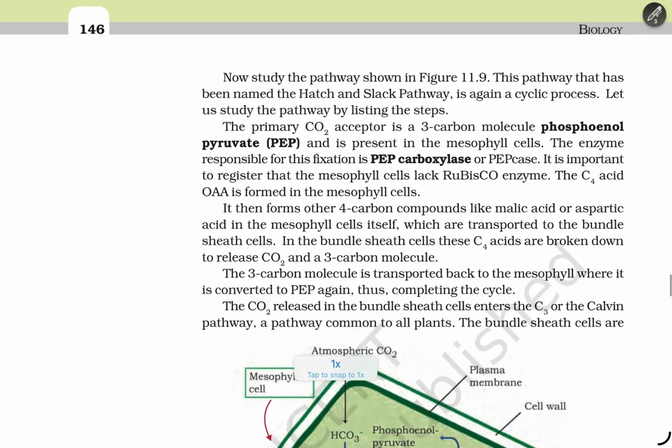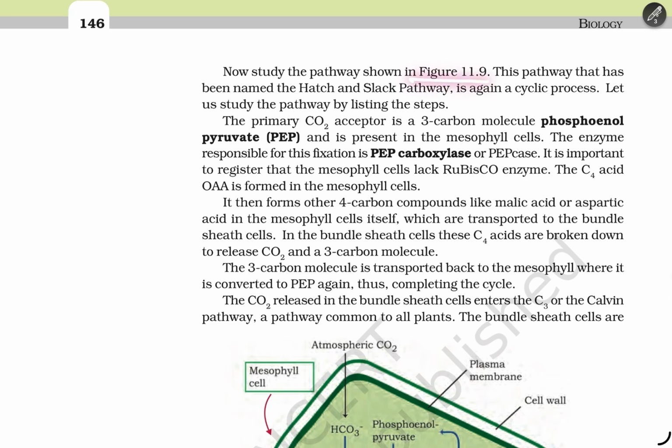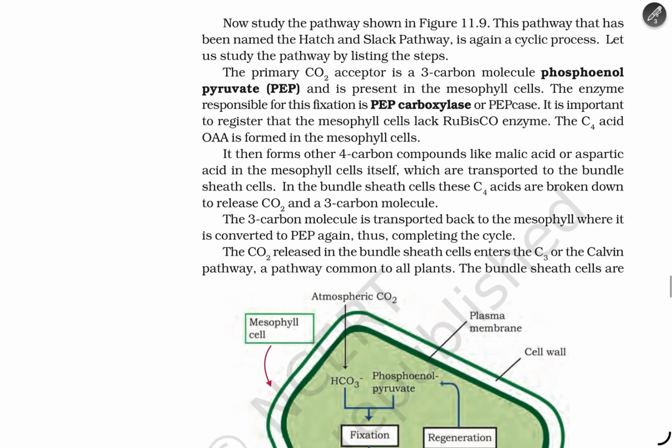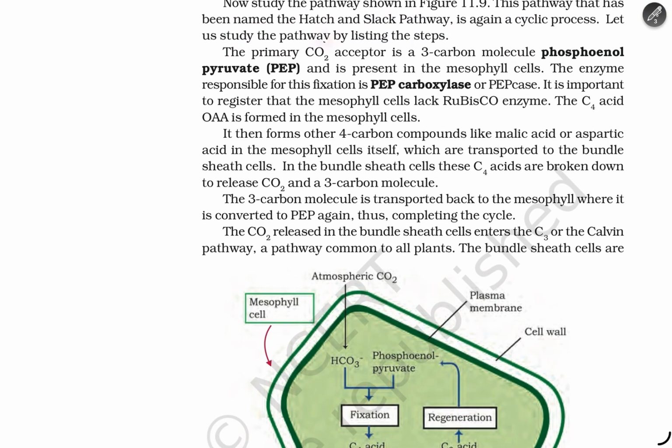Now, study the pathway shown in figure 11.9. The pathway has been named the Hatch and Slack pathway. It is again a cyclic process. Let us study the pathway step by step. The primary CO2 acceptor is a 3-carbon molecule, phosphoenol pyruvate, PEP, and this is present in the mesophyll cell, and the enzyme responsible for fixation is PEP carboxylase or PEPcase.